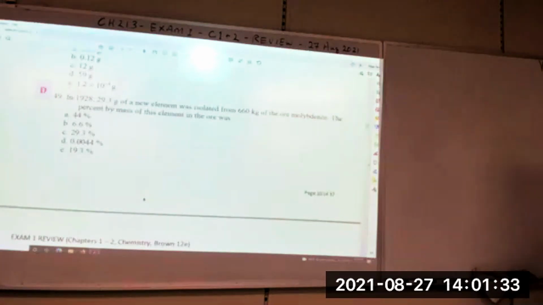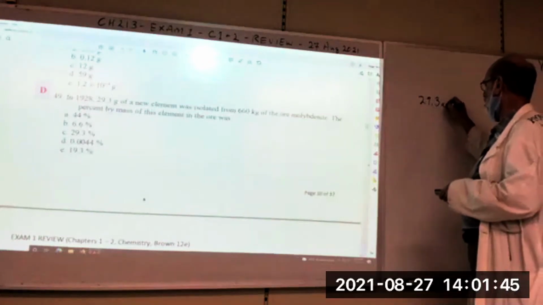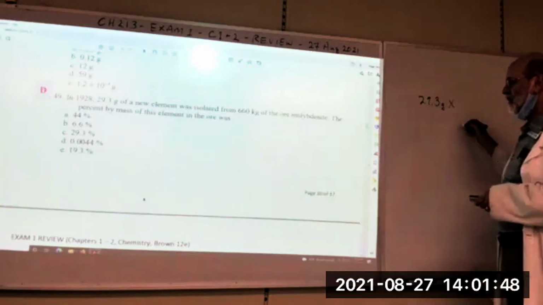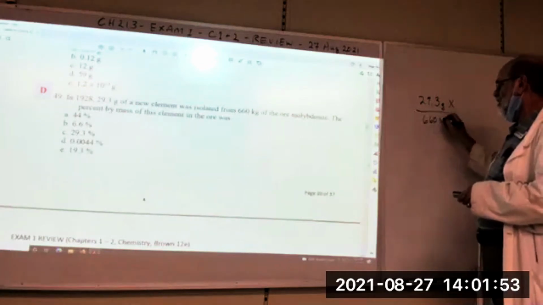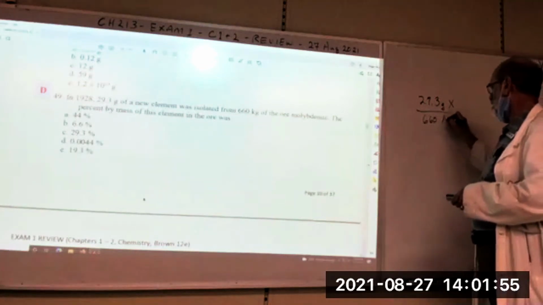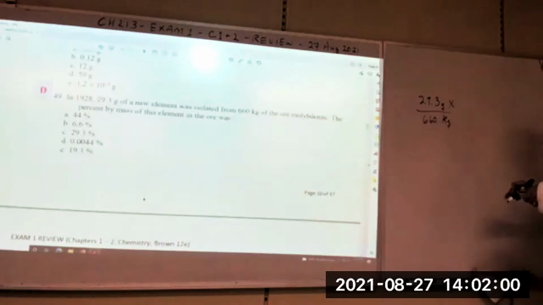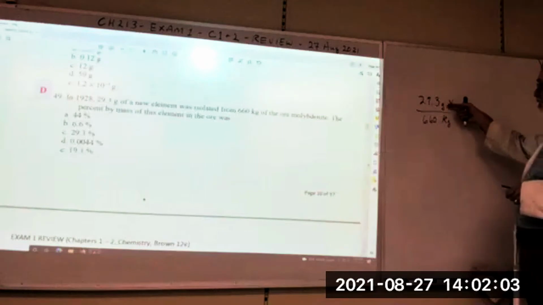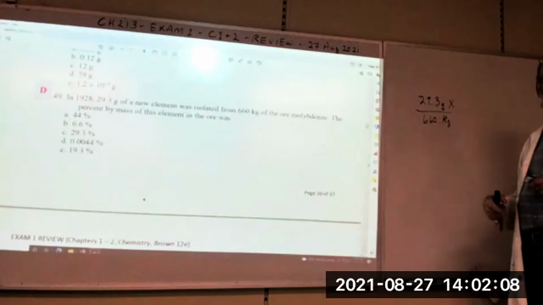So it'd be, let's see, where is it? Right there. There must be another element there with it. 29.3 grams of the new element, whatever that happens to be, isolated from 660 kilograms of ore. We want to know the percentage. Well, you can't do percentage with different units of measure in the numerator and denominator. They have to be the same.